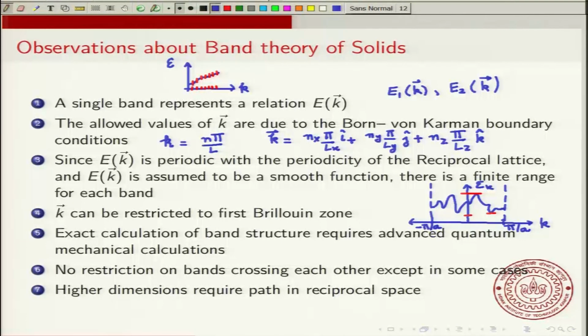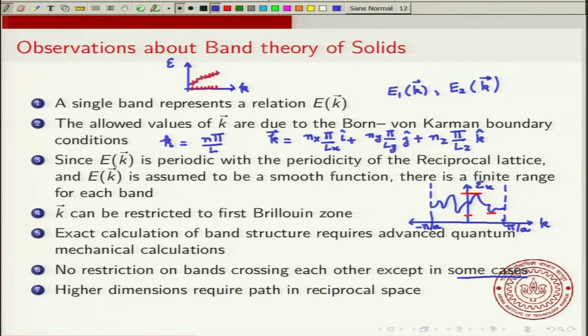The other thing is that there are no restrictions on bands crossing each other except in some cases. What I mean by some cases is that when you have two wave vectors that are related to each other through the reciprocal lattice, then there are some non-crossing conditions, but other than that bands can cross each other.